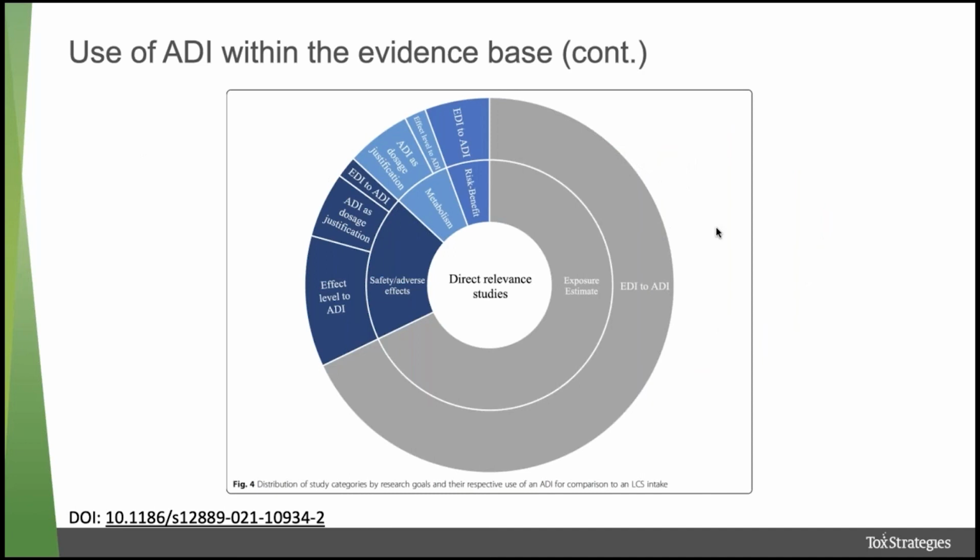So the next figure breaks down a little bit more as to how that ADI was being used within the evidence base. So this just shows a target, if you will, or a distribution of the study categories by research goals. The gray, which takes up the majority of this chart, were studies which were evaluating exposure estimates. So think about a population doing a consumption survey or some other measure to think about what is the exposure to these low-calorie sweeteners. And so they're rolling that up in various ways, and then they're comparing that estimated exposure, or EDI, to the ADI.